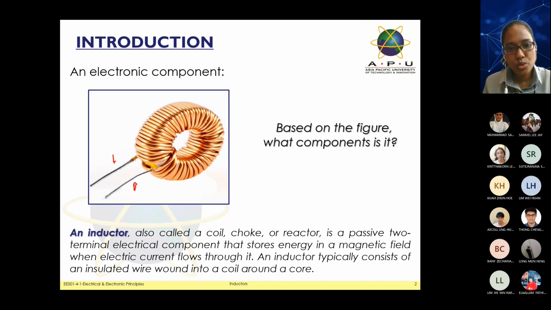When Miss went through the capacitance, Miss also highlighted stored energy. It's the same, but not exactly the same. This one is stored energy in a magnetic field, when electrical current flows through it. The inductor typically consists of an insulated wire wound into a coil around the core. So you may have a look at what they mean by the insulated wire.